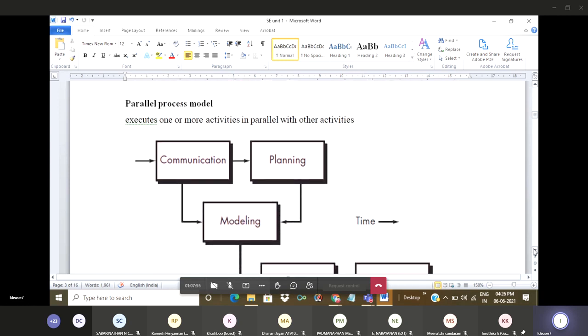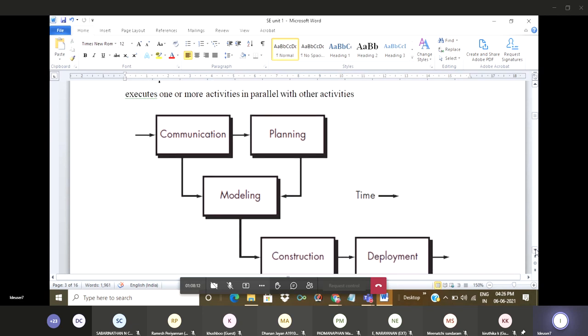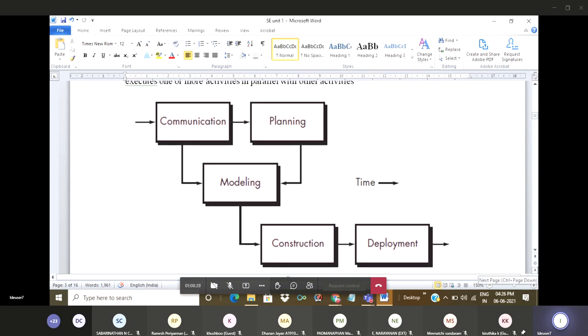Next is the parallel process model. Parallel is nothing but two activities can be done at a time. It executes one or more activities in parallel with other activities. For example, communication and planning are executed at the same time. Then when communication and planning get over, it comes to the next level. Then construction and deployment will take place. According to the time, it will come to the next level, but parallelly, it has to process.